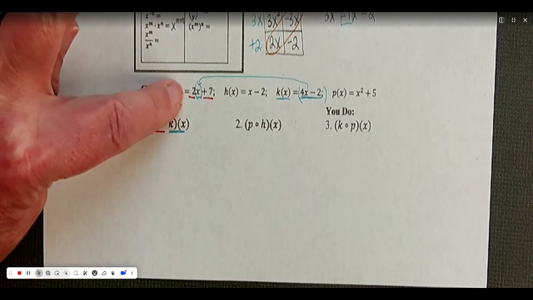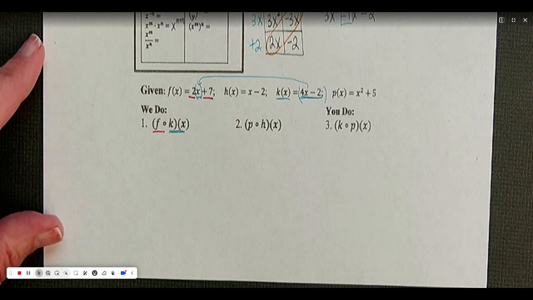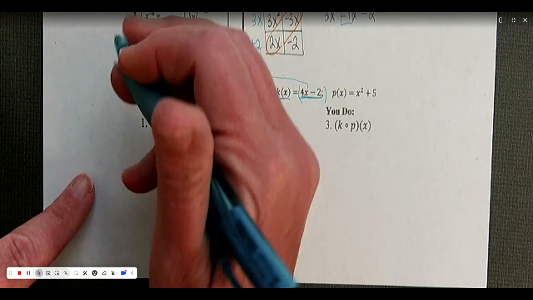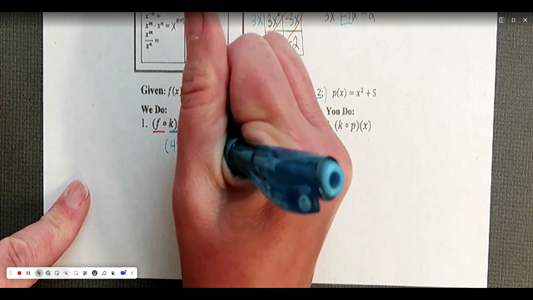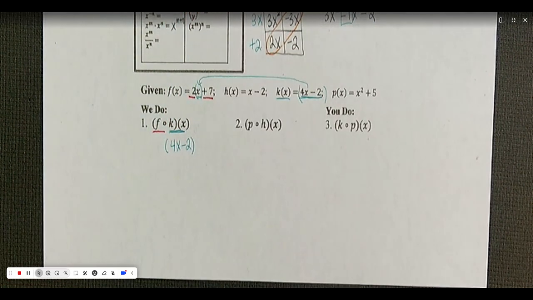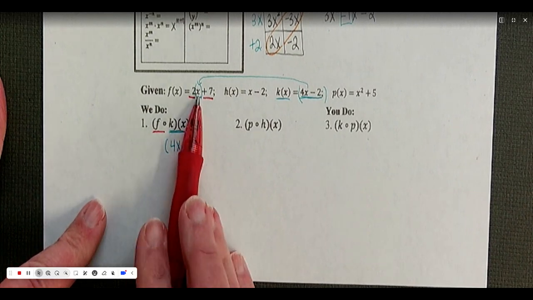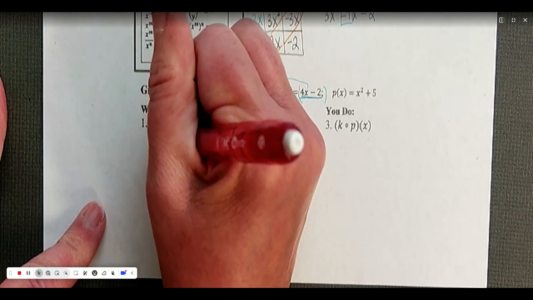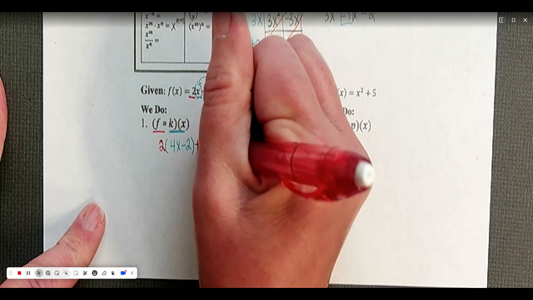So I'm writing f of x, but instead of x, I'm going to use 4x minus 2. Sometimes it helps people to write out that 4x minus 2 and then just kind of build around it. So see if that can help you. So instead of x, I have 4x minus 2, and in front of it, I have a 2 that's multiplied, and in the back of it, I have plus 7.